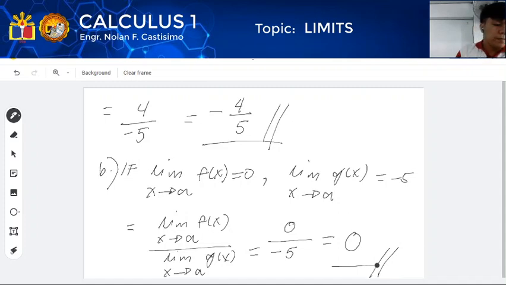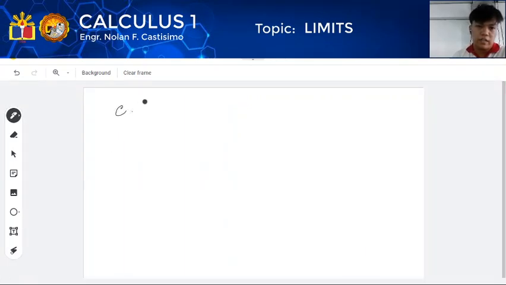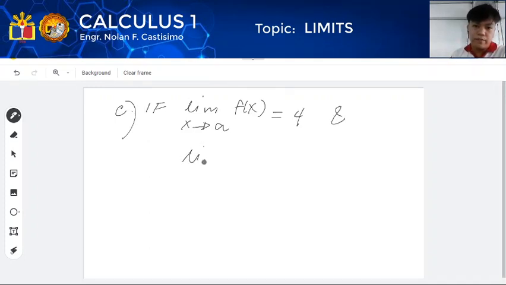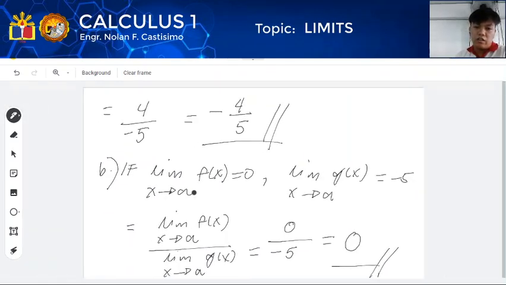Okay. So, what if, another example, letter C. Last example for the Theorem 6. If the limit of f of x as x approaches a is equivalent to 4, and the limit of g of x as x approaches a is equivalent to 0. So, ito na. Tignan natin kung ano magiging kalalabasan. Okay? So, gagamitin ulit natin yung ganito na formula.